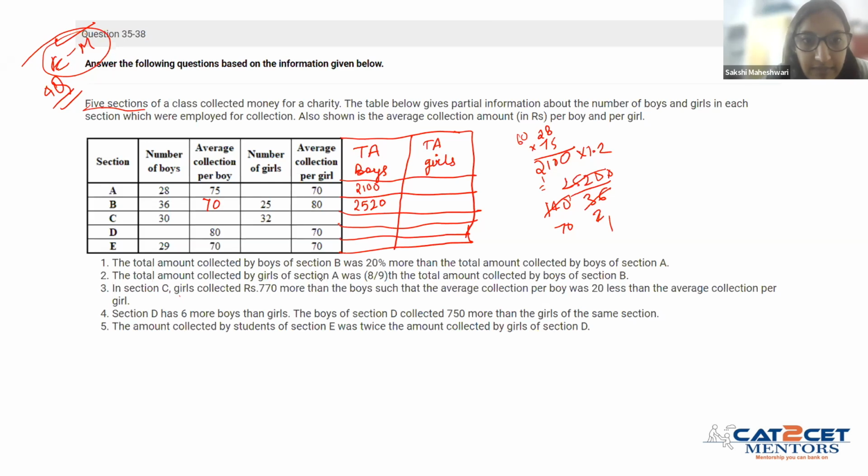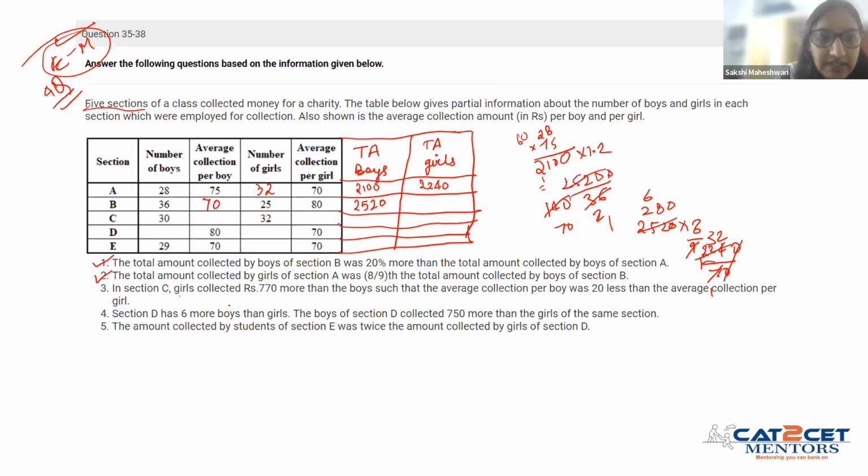Now, the total amount collected by girls of section A was 8 by 9th the total amount collected by boys of section B. So boys of section B, 2520 into 8 by 9. So this is simple calculation. This is 2240 and average collection is 70. So I can easily get the number of girls. So this is 32. Okay. We have used these two pieces of information.